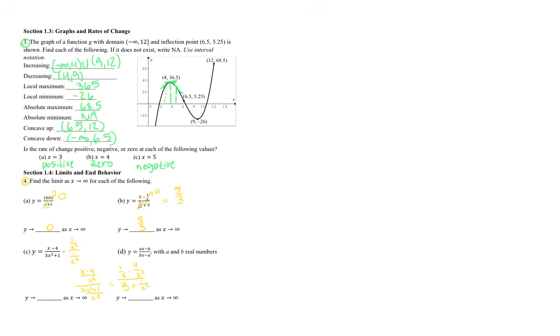And then out of these terms, we notice that 1 over x would go to 0. 4 over x squared would go to 0. And 1 over x squared would go to 0. And so this would be 0 over 3, which is just 0.